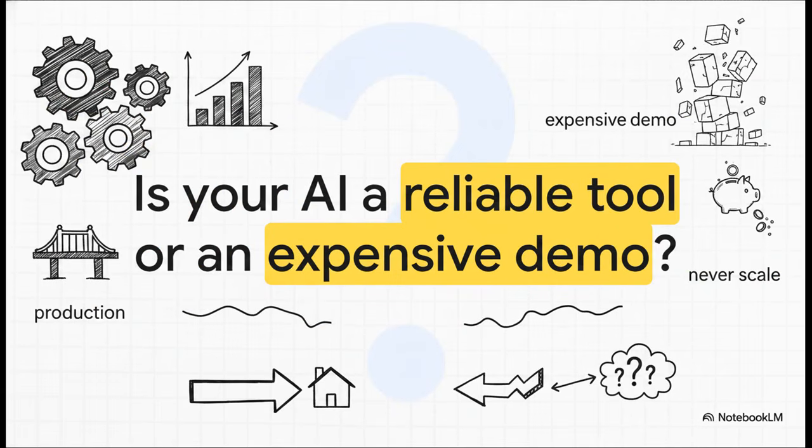So I'll leave you with this one question. Take a really hard look at the system that you're building right now. Is it a reliable tool that's built for the realities of production, with predictable costs and predictable behavior? Or is it just an expensive demo, one that's never going to truly scale? The choice, really, is in your architecture.